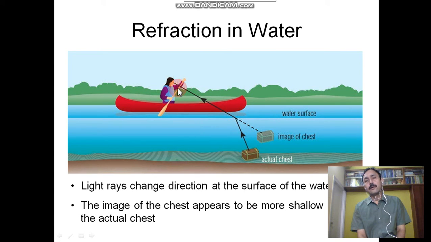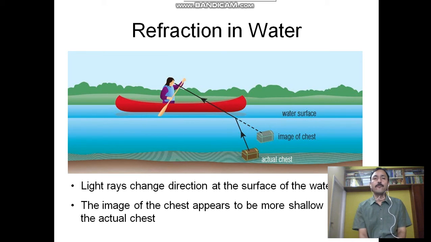So apparently, from the observer, it looks like if you look in the backward direction, the object appears at a shallower depth. That is, the depth is reduced. This is the apparent depth. This is the actual depth. So light rays change direction at the surface of water. The image of this chest appears to be more shallow than the actual chest.